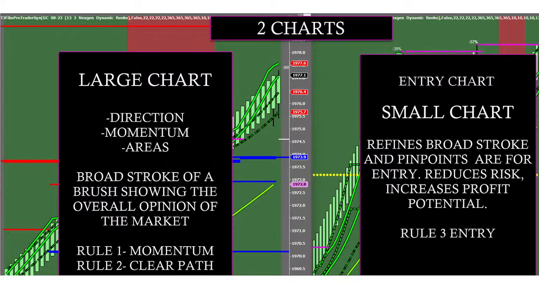And all of this is done on the most current bar. It's a very broad stroke of a brush. This one bar is going to define direction, momentum, and whether or not you've reached an area that's problematic. It shows the overall opinion of the market.